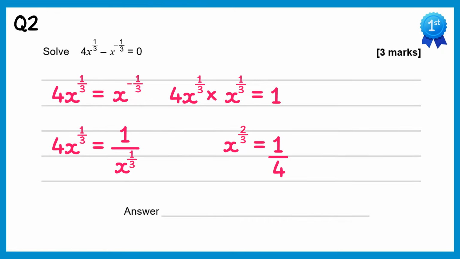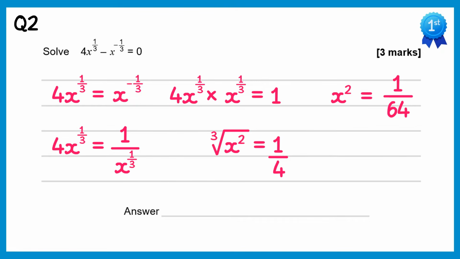Now we can rewrite the x to the power 2/3 as the cube root of x squared. To remove the cube root, we can cube both sides. If we cube the left, then the root's gone, so we've just got x squared. And then we cube the right hand side, we need to do 1/4 cubed. You can do 1 cubed on the top, which is 1, and 4 cubed, which is 64.